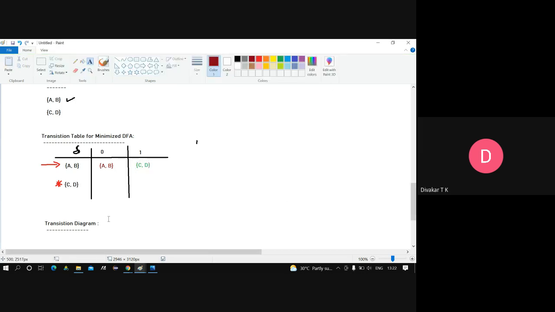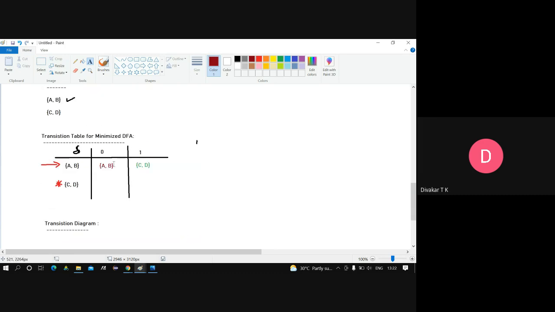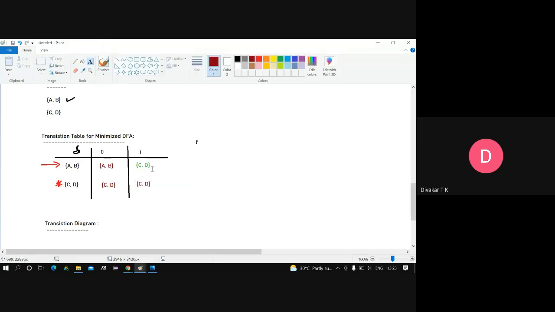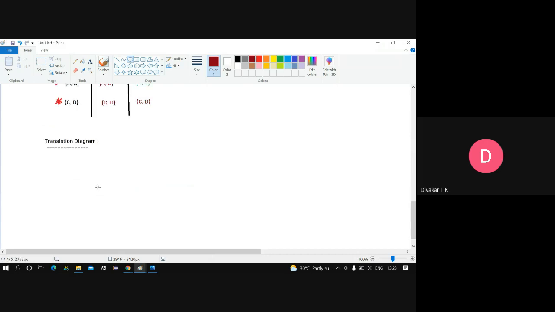Okay, so once we have done that one, go back here. D comma D, D comma D is there. There is no such state called D comma D here. If at all there is no such state, whether it's relevant to any other state present here, yes, it's relevant to C comma D. So that's where I can see this one as C comma D here. Okay, got the clarity? Perfect. Again here also, same thing, C comma D. Once we are done with the transition table, it's very easy to write my transition diagram.